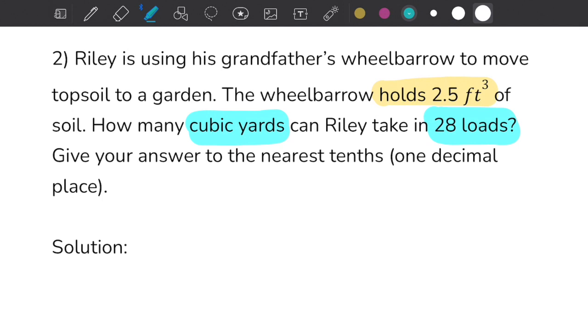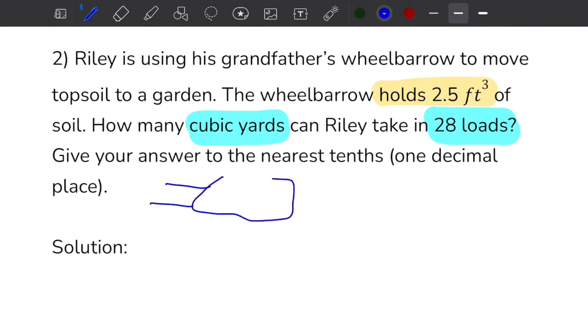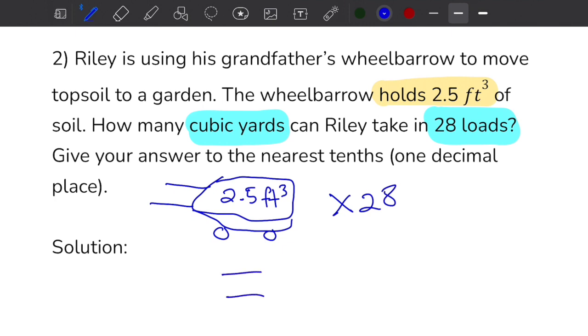So let's go through this question again to understand what they're asking us to do. We have a wheelbarrow. I'm going to attempt to draw one. Okay, this is a wheelbarrow, and this wheelbarrow holds 2.5 cubic feet of soil. Now, we have 28 loads of them, so this times 28. We have another wheelbarrow that has 2.5 cubic feet, and then another one, and then another one. We have 28 of them. We want to know the total amount of soil that Riley will carry.